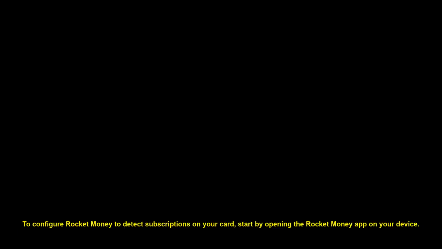To configure Rocket Money to detect subscriptions on your card, start by opening the Rocket Money app on your device. If you haven't logged in yet, enter your credentials and access your account. Once you're in, navigate to the main dashboard. Look for the bank accounts section and tap on it.